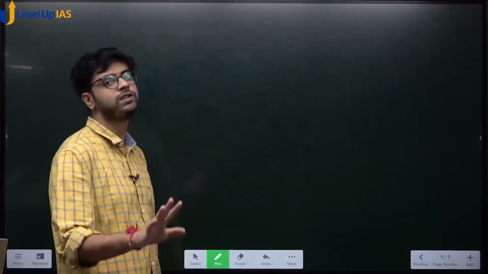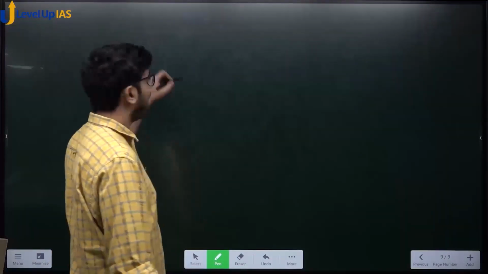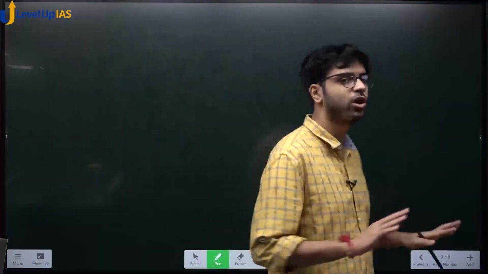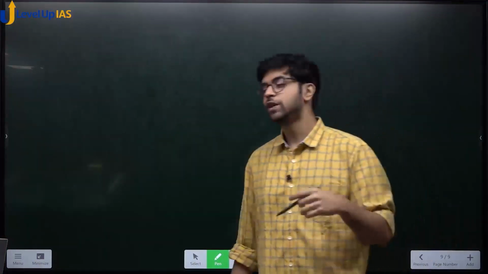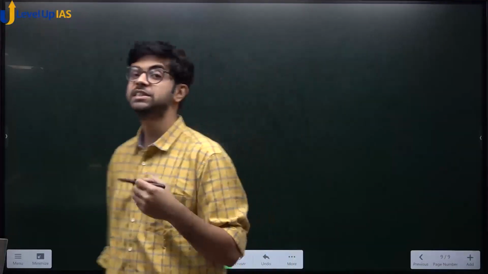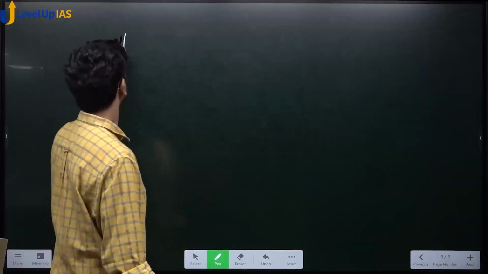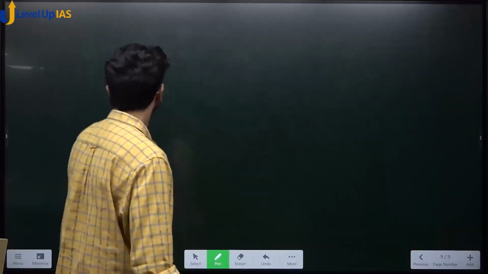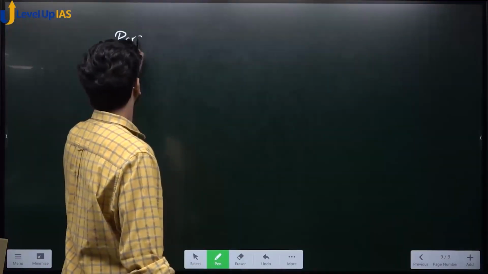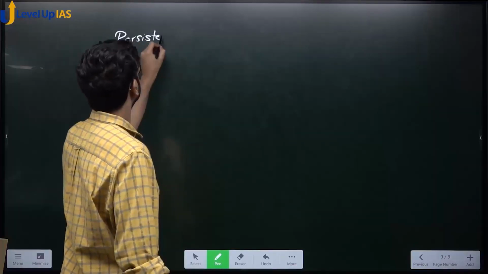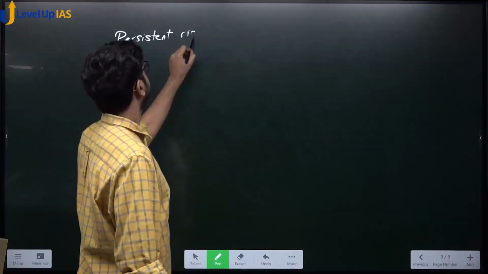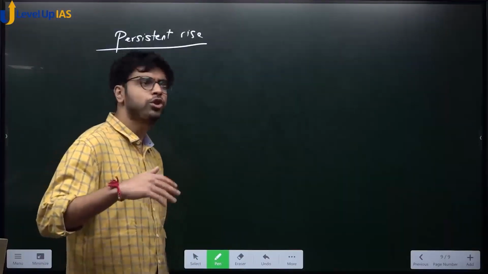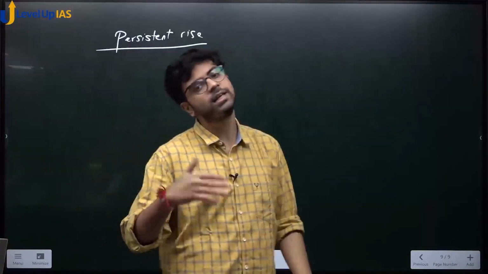So there are two words which you need to know, because any rise in price is not inflation. Always remember, any kind of rise in price is not inflation. Inflation is a persistent rise. The first word we saw is persistent rise. Persistent means what? Constant, not at the same rate necessarily, but increasing.